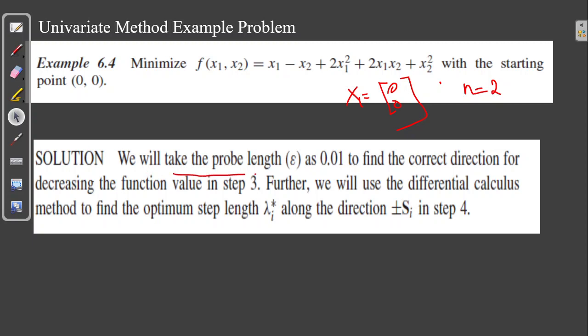You have to note this point also: we will take epsilon as 0.01. In all the problems you have to take epsilon as 0.01, or otherwise the examiner will tell you to take epsilon as 0.01. So you need not worry. And just find the correct direction for decreasing the function value.